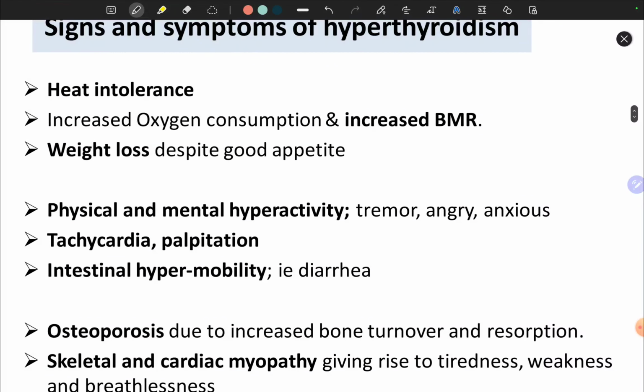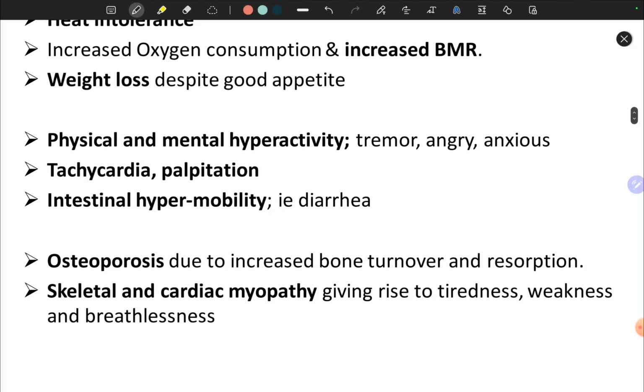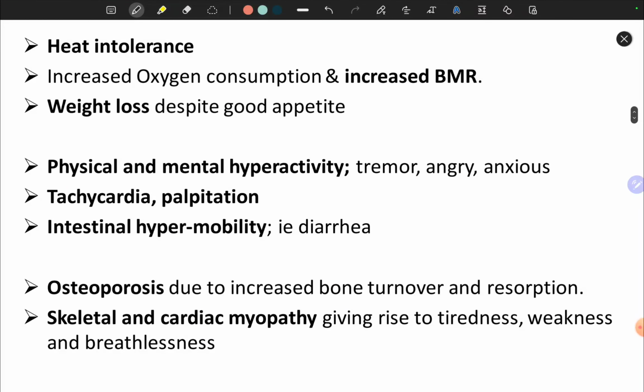Physical and mental hyperactivity. They have tremor, angry, anxious. They have tachycardia and palpitation, intestinal hypermobility or diarrhea.